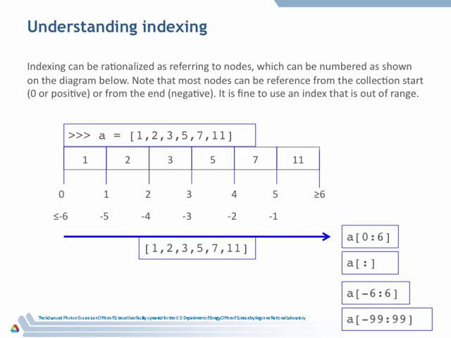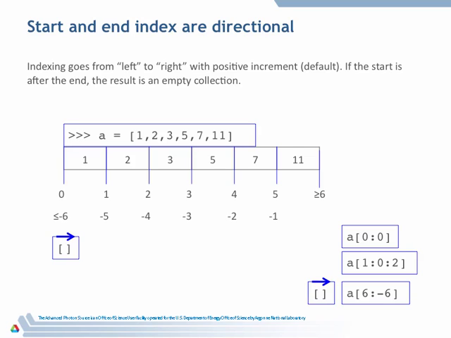If I specify a start that comes after my end, and we always go from left to right with a positive increment, then I get nothing. So 0 to 0 gives me nothing. 1 to 0 gives me nothing. 6 to -6 gives me nothing, because in all cases the start element is coming after the end element.